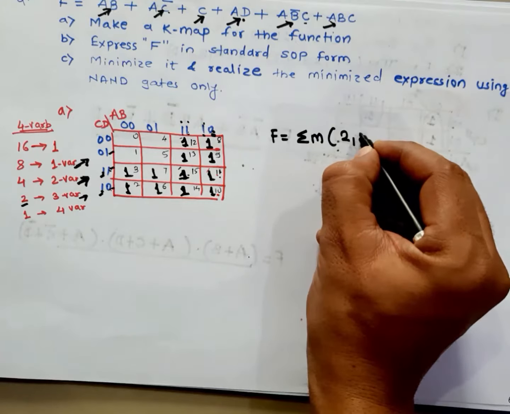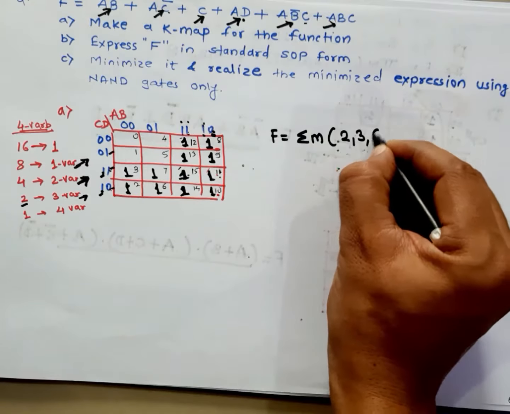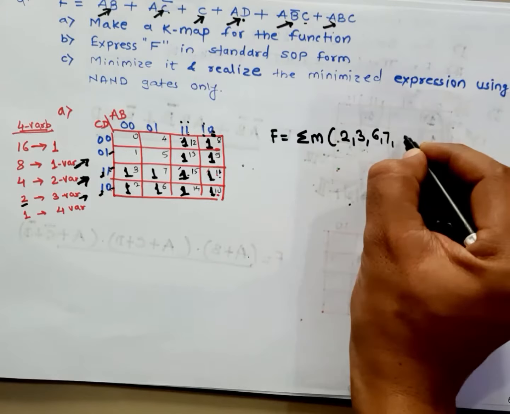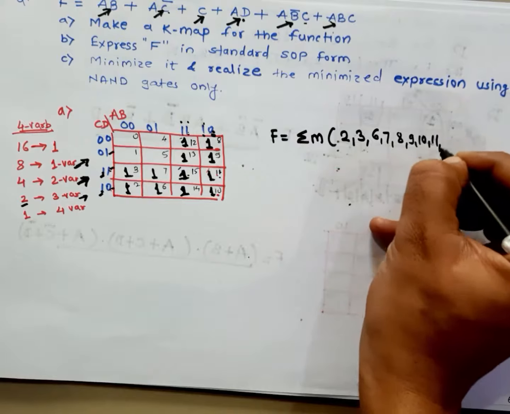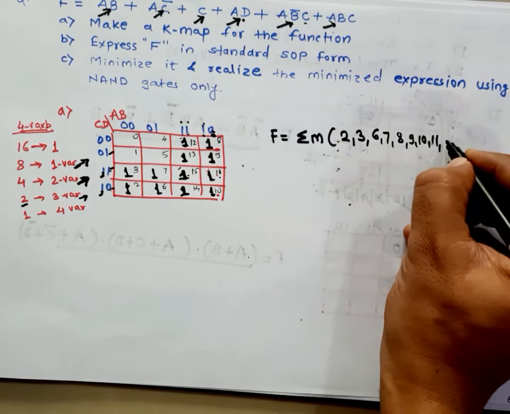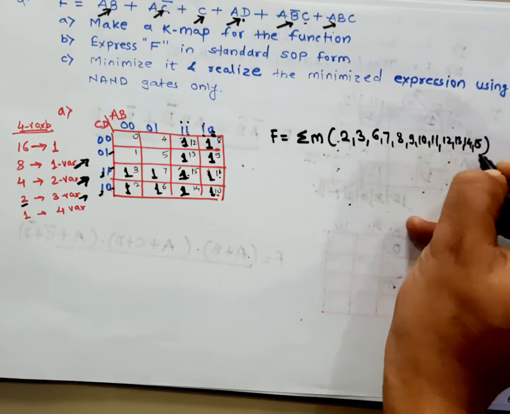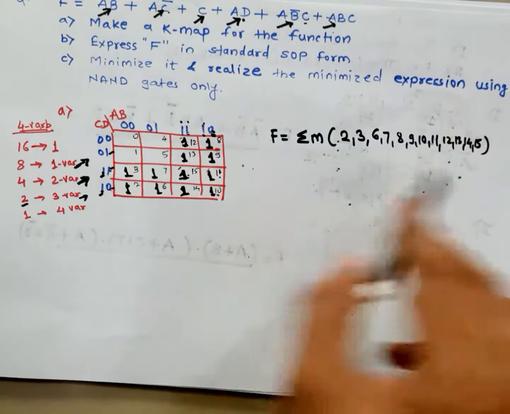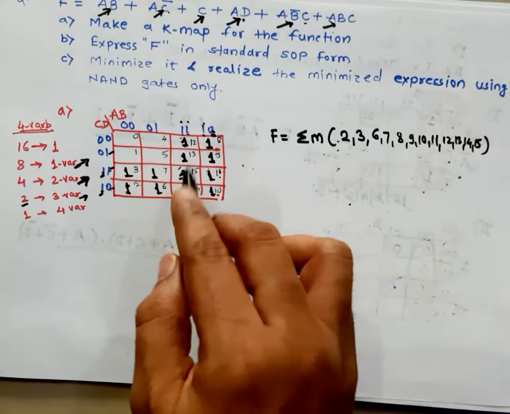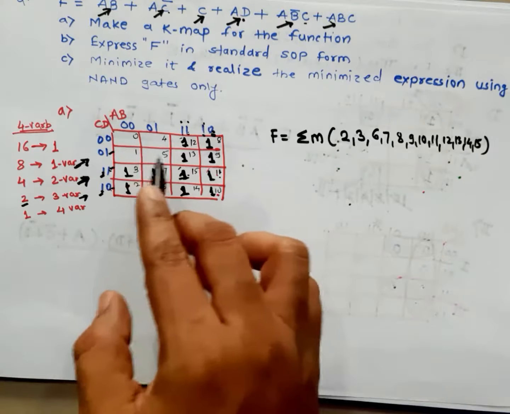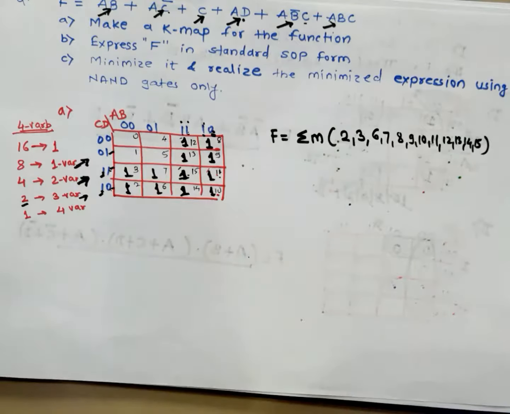So the min terms are 2, 3, 6, 7, written sequentially, 8, 9, 10, 11, 12, 13, 14 and 15. So this is your standard SOP form, because all these cells contain high values. Cells 0, 1, 4, 5 don't have any high cell value, so we are not including them in the function.